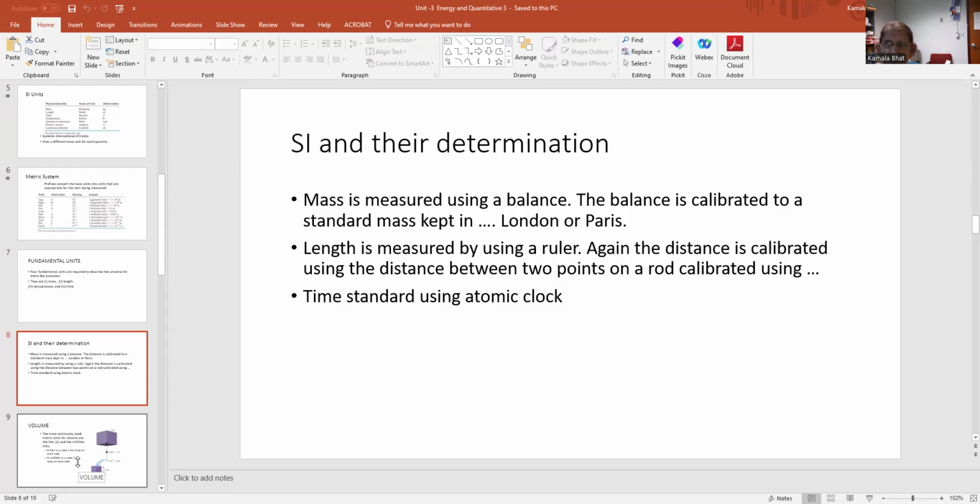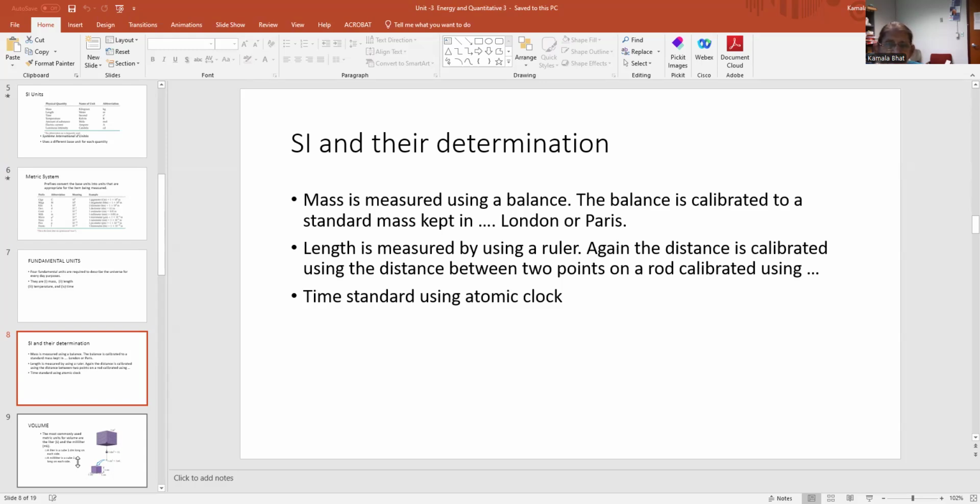Length is measured by using a ruler. The distance is calibrated using the distance between 2 points on a rod, calibrated using the sodium D lines. The sodium D lines are very close to one another. On excitation of a sodium atom, you will get a yellow color which is so close that we cannot differentiate it. But if we pass it through a prism, then we can see the two different lines. And these lines differ by a very small number of nanometers, and therefore we can use that as the standard.